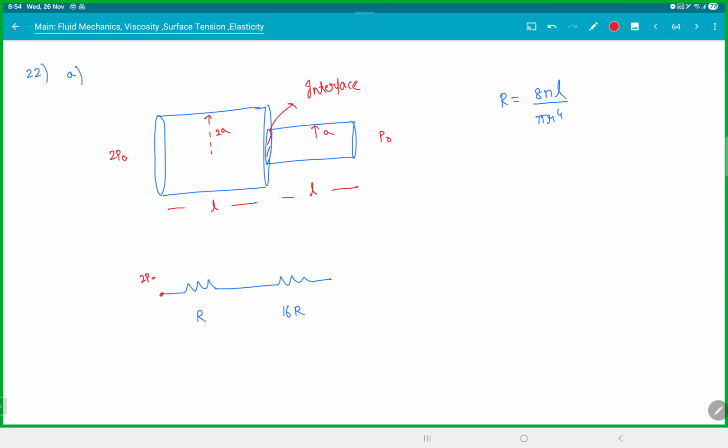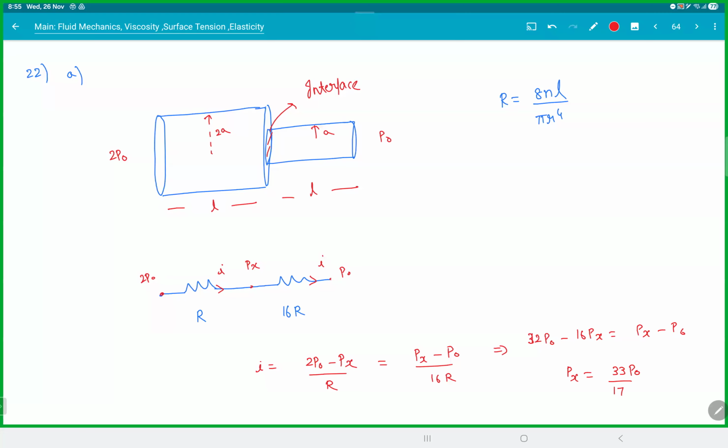This will be 2p naught, this will be p naught, and let this be px. Since both are in series, current will be the same. What is the current? Current will be the potential difference, which is 2p naught, initial minus final, by resistance, must be equal to px minus p naught by 16R. R goes off, so that's what I said. We don't need that thing exactly. So this will be 32 p naught, 16 px minus p naught, giving 33 p naught by 17. If they ask you to find the volume flow, then you can substitute px there, you'll get current. Current is the volume flow.